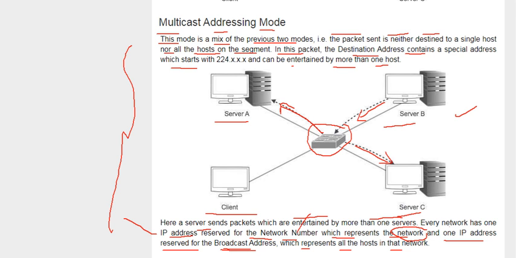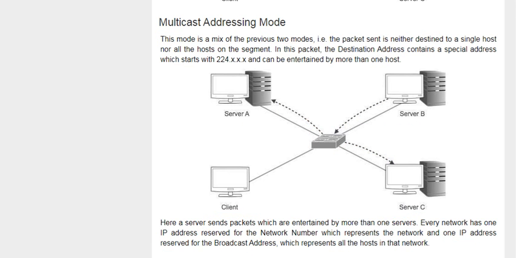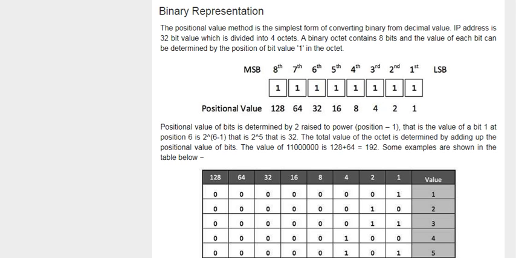So your IPv4 address consists of these three categories: unicast, broadcast and multicast addressing. So the next topic is the binary representation. The IP address is a 32-bit value which can be divided into 4 octets. Octet means 8 bits, so in total 4 octets are there, which means it is a 32-bit address.